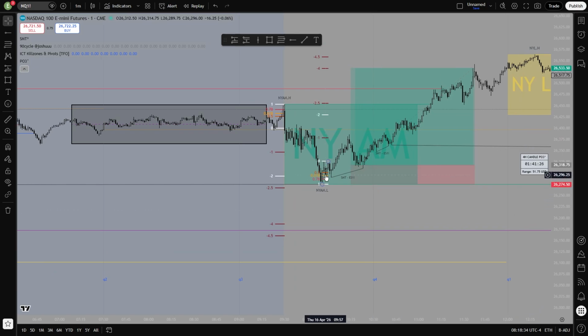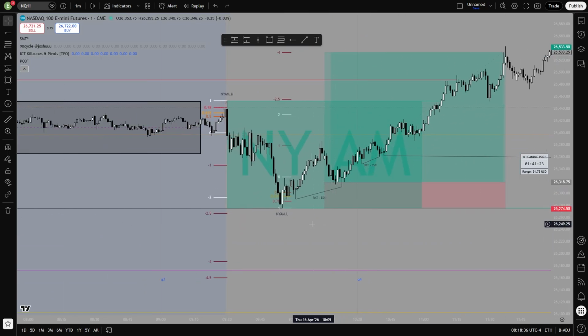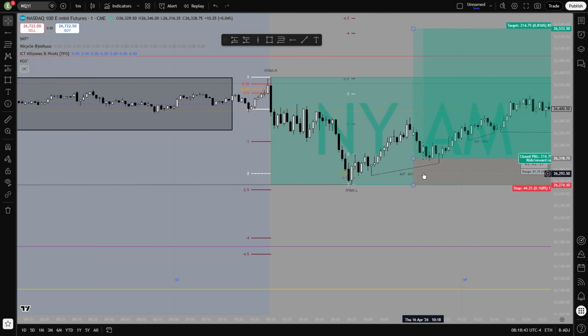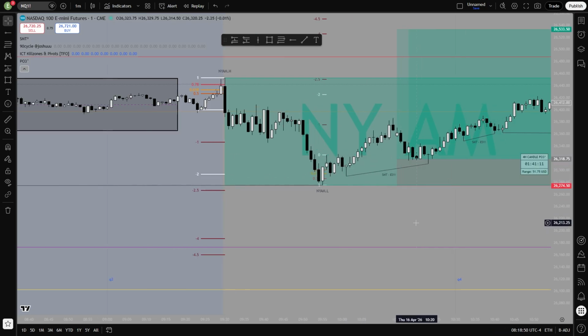Now, why did I take this fib, you might ask? Well, this fib here would be our OTE fib, our optimal trade entry fib. So the way the OTE fib works, other than the manipulation, it is our wick to wick going to the right. Now, why is it to the right?